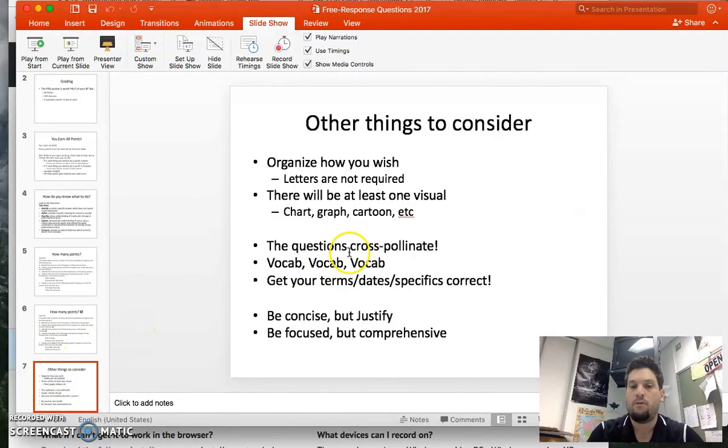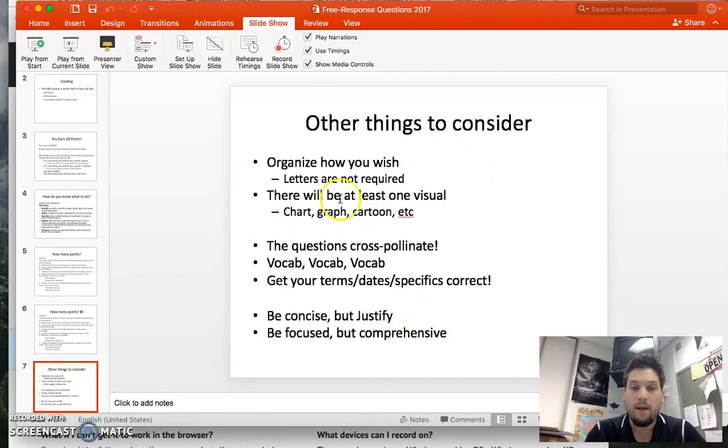Don't let that confuse you, but make sure you're focusing on your vocab. Make sure you're getting your terms, your dates, and your specifics correct, because it's all or nothing. If you do a great job explaining the Civil Rights Act, but you call it the Civil Rights Act of 1968, even though it's actually the Civil Rights Act of 1964, you get a 0 on that because you did not do it 100% correctly. So be concise, be focused, but make sure you justify your answers and you're explaining everything that you need to.